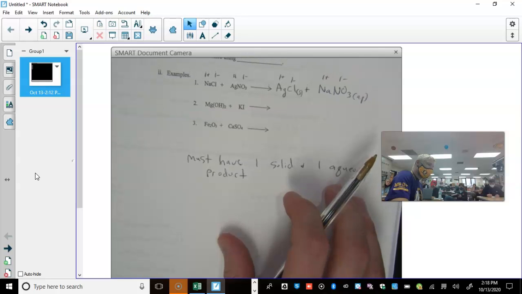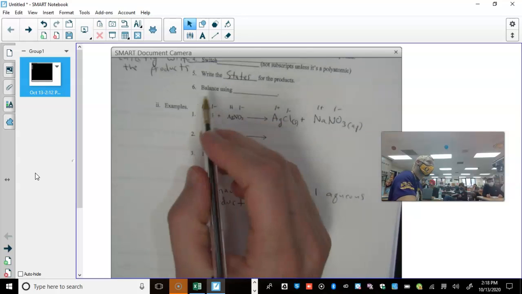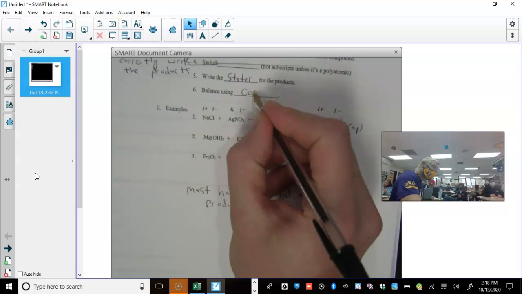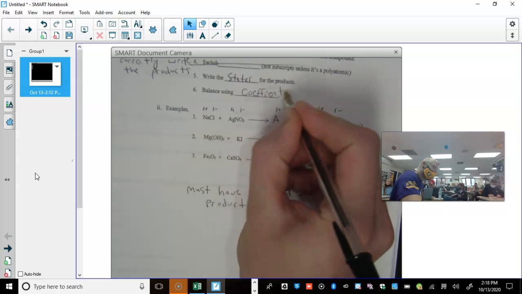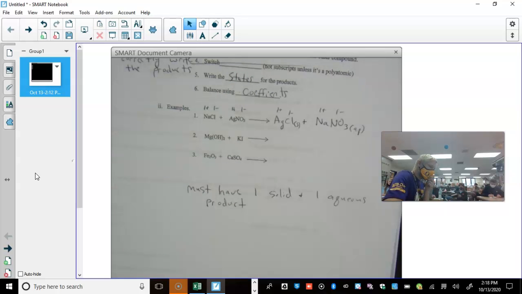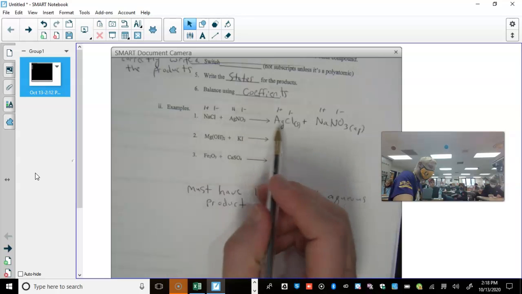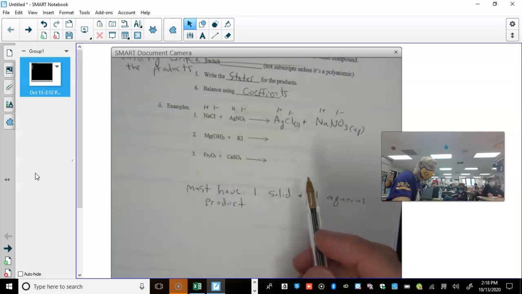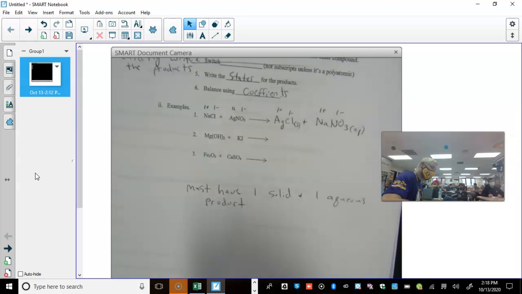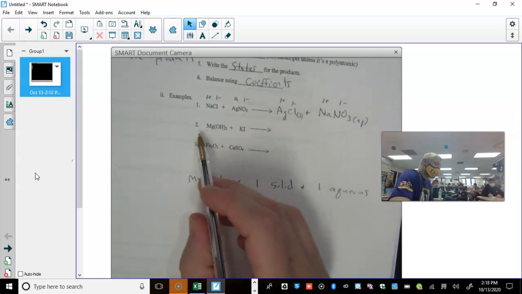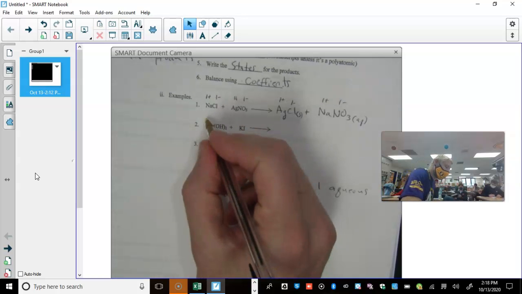And that is, oh, the last part. Balance using coefficients. All right. And we already kind of established that it's already balanced. All right. So try number 2, MgOH.